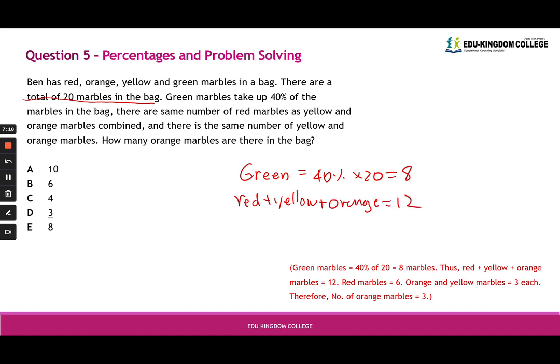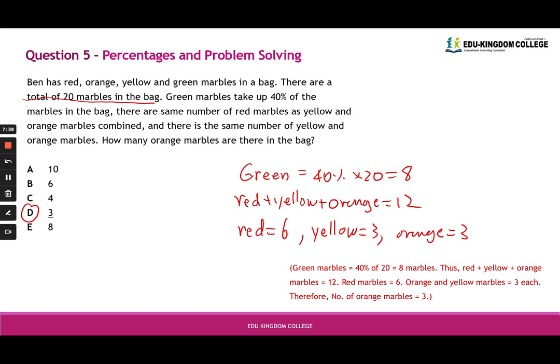And since we know that yellow and orange marbles must have the same number of marbles, and red is equal to yellow and orange marbles combined, that means red has to have 6 marbles, right? And yellow is 3, and orange is also equal to 3 marbles, okay? And so the answer to how many orange marbles are there in the bag is just going to be 3, okay?